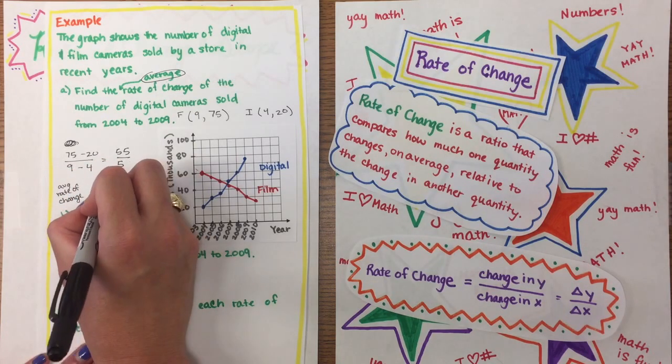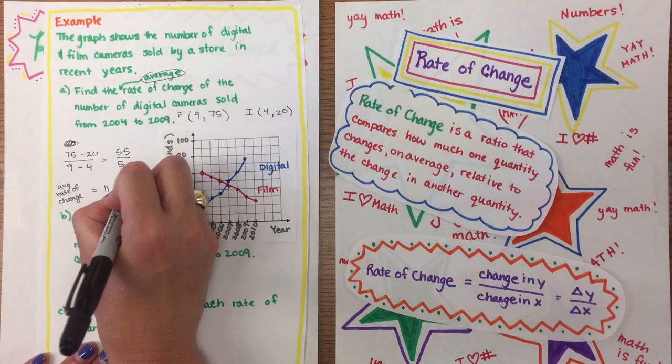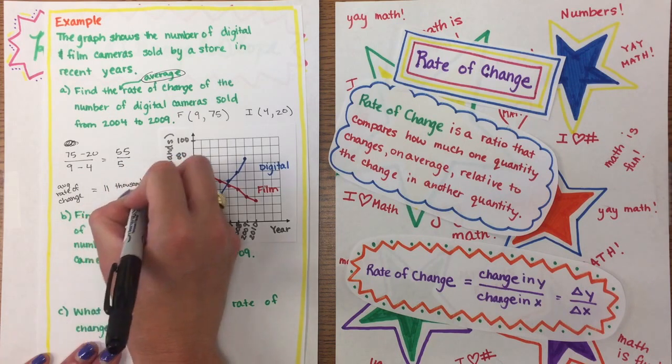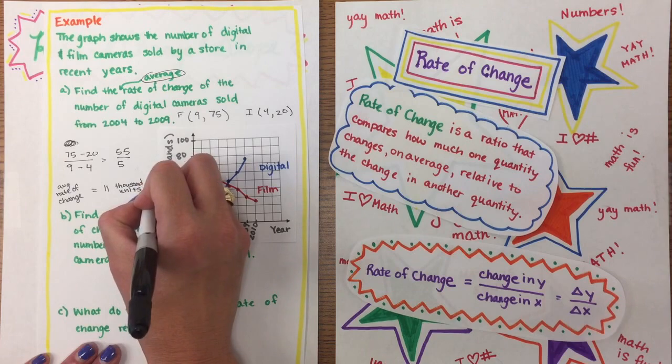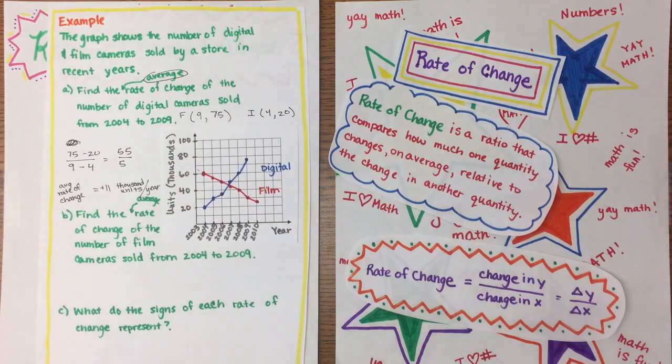or the average rate of change is going to be 11,000 units per year. And this is going to be a positive value. So that means that on average 11,000 units per year more were sold.